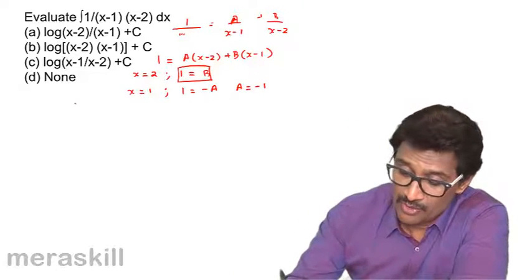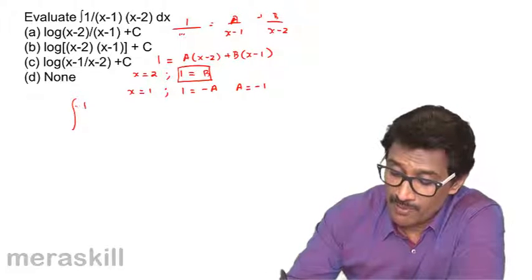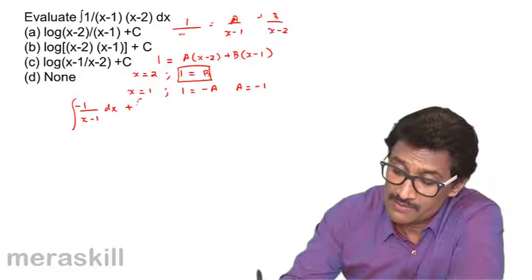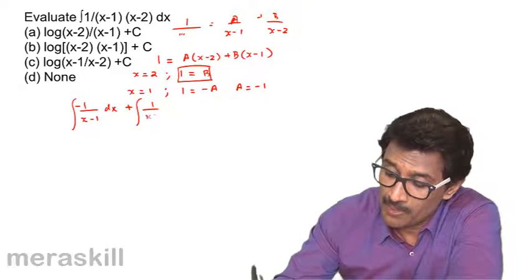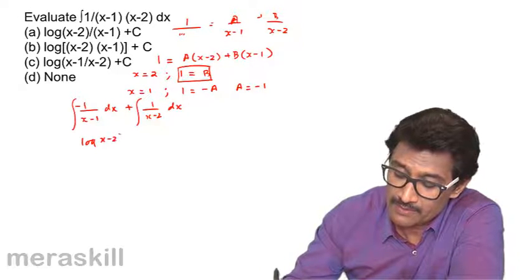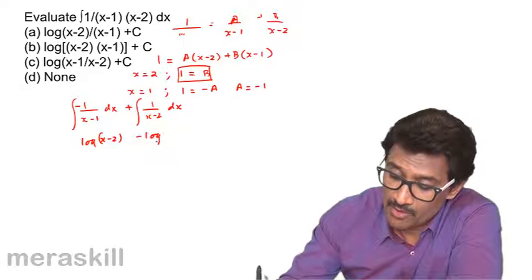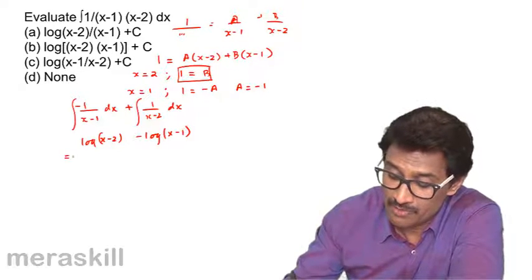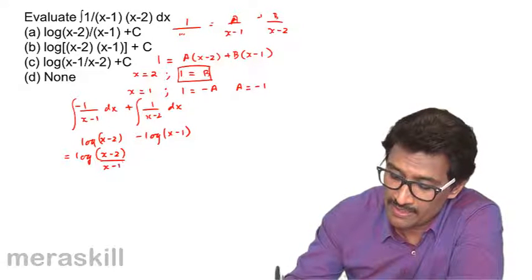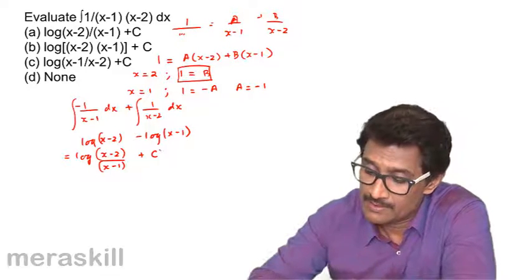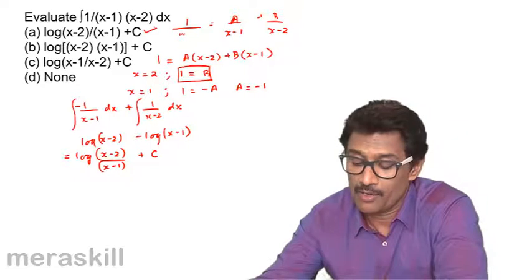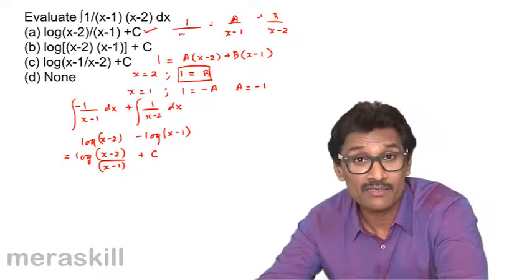So eventually it's going to be the integral of minus 1 upon x minus 1 dx plus 1 upon x minus 2 dx, which will be log|x minus 2| minus log|x minus 1|, which is log|(x minus 2) upon (x minus 1)| plus c. So it's eventually option number A, log|(x minus 2) upon (x minus 1)| plus c.